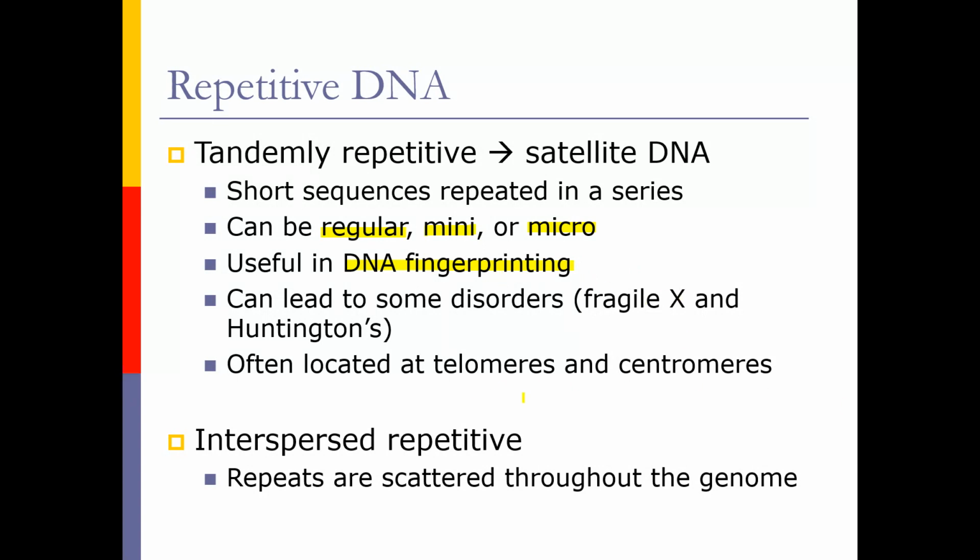Now, sometimes these repeats can lead to genetic disorders. Like I mentioned, there's one called Fragile X. There's one called Huntington's disease, and it's where a gene is repeated like 30 plus times more than it should, and so it leads to an overproduction of protein. And so sometimes it could have a negative effect.